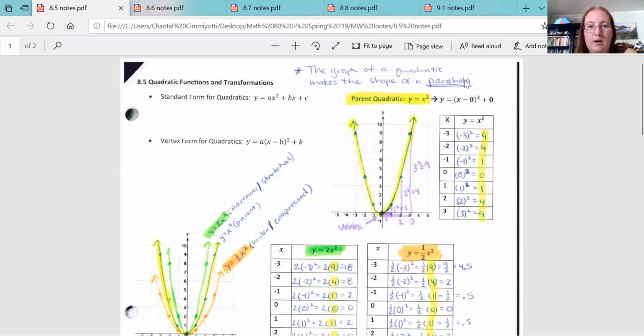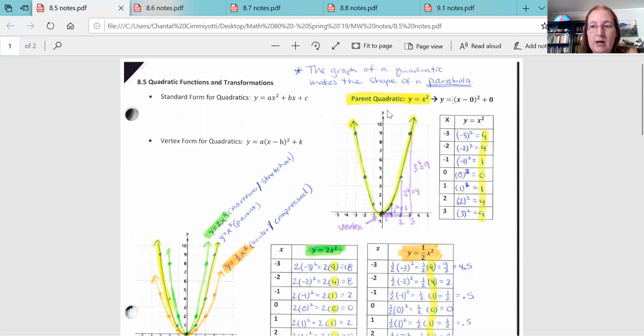Hi, so we're going to talk about 8.5, which is quadratic functions and transformations. There's two different formats equations are given for quadratics, meaning highest exponent is 2. The shape becomes a parabola. So they can either be in what's called standard form or vertex form. And sometimes it's actually technically in both simultaneously, as you'll see on the first couple examples here.